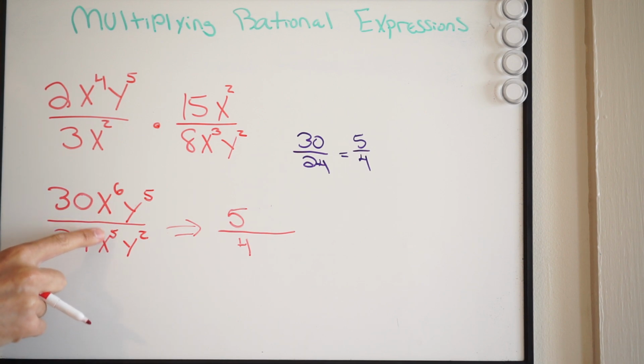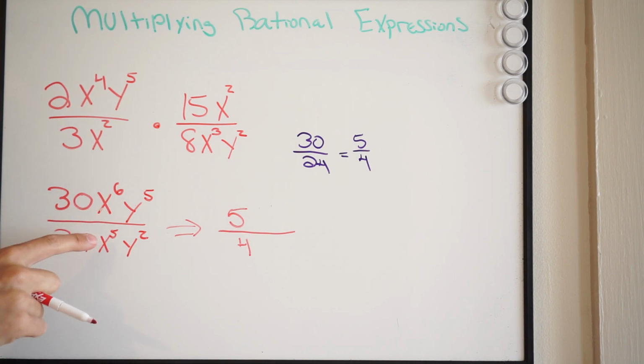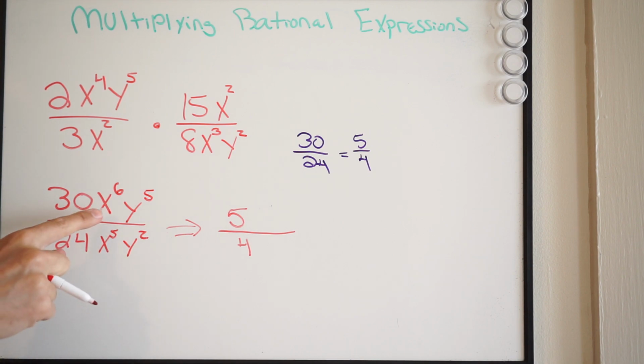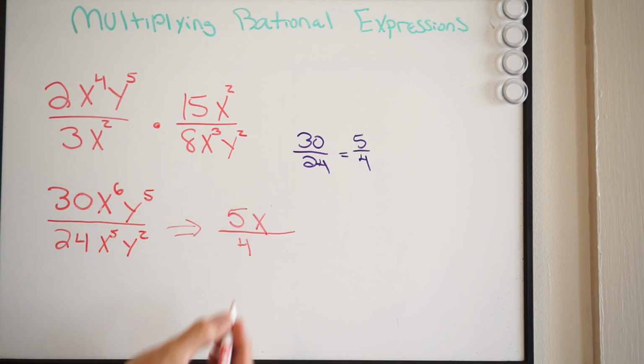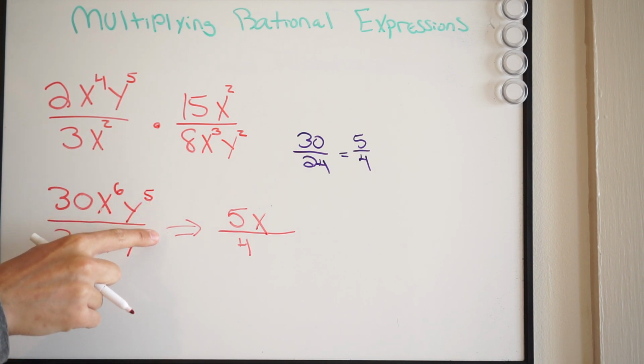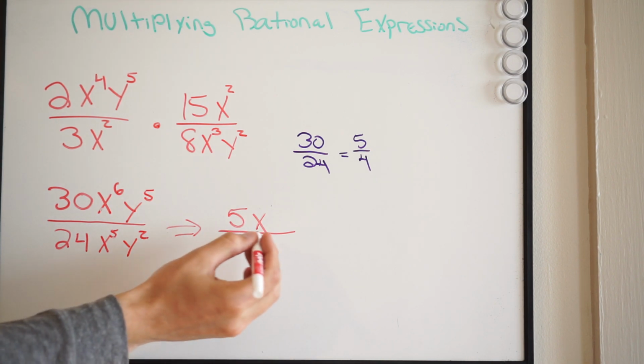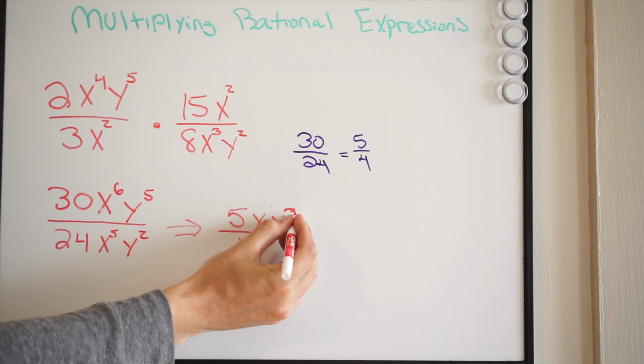Moving on to my x variables. We have division here, same base, so it's the opposite of multiplication. When we have the same base and we multiply, we add exponents. When we have the same base and we divide, we subtract the exponents. So 6 minus 5 is 1, or just x to the 1st power, or just x. Then looking here, same base, so I subtract: 5 minus 2 is y to the 3rd power.